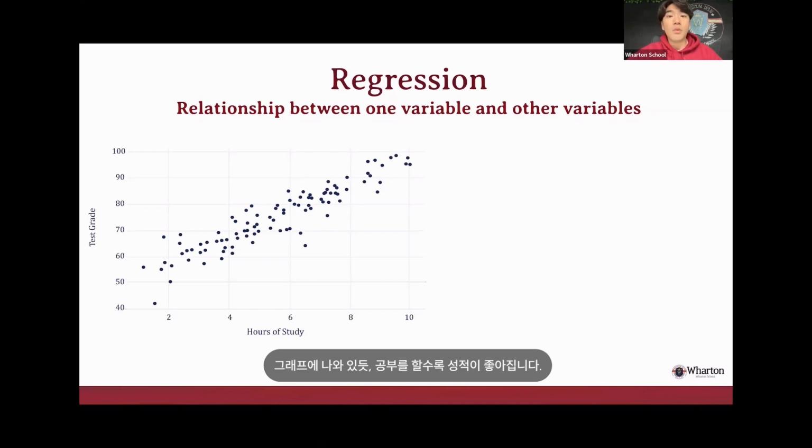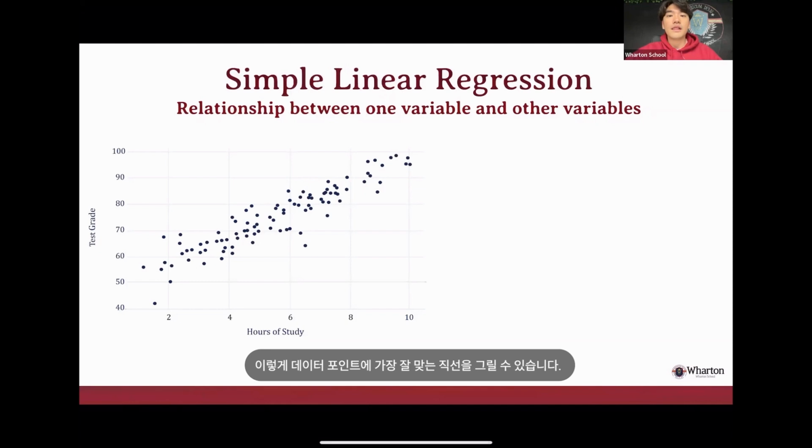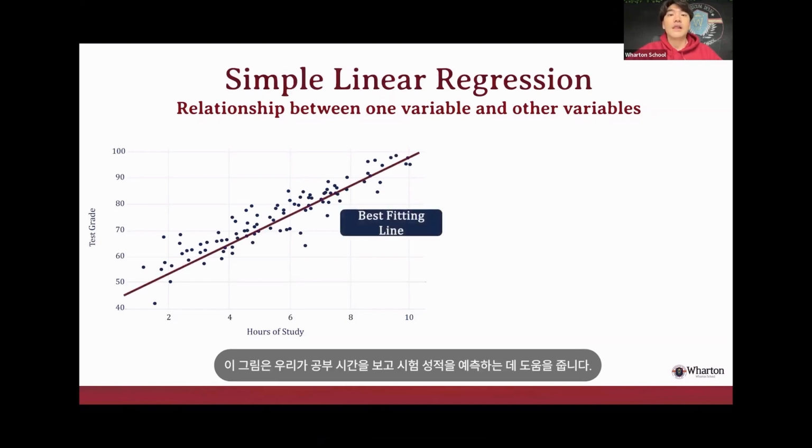As you can see, the more you study, the better your grades get. Then, can we draw a straight line that best represents this data? We could draw a line like this, which best fits our data points, allowing us to make predictions on the test grade based on the hours of study. And this straight line that best represents the data points is called the best fitting line.